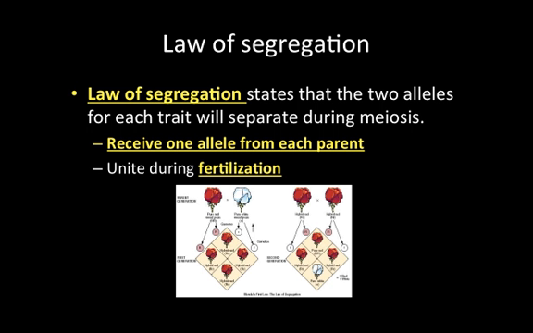Remember, we talked about this with meiosis, right? You start with 46 chromosomes. You pass half of those on to your offspring. The other half come from the other parent, and you end up with 46 again. It's the same thing here. It's just saying that the law of segregation says that two alleles for each trait will separate during meiosis, and that it's completely random which allele you will receive from your parent.